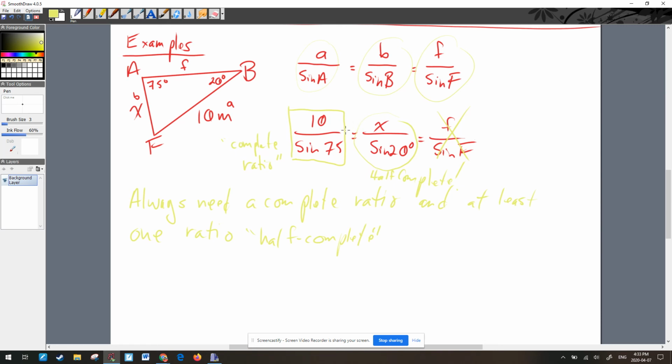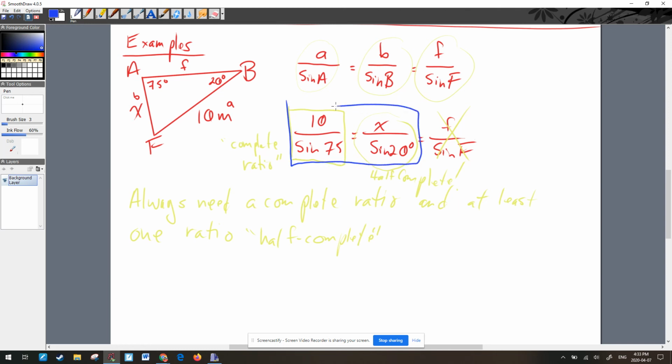So what we're going to do is we can choose any two ratios. Now it's nice because these two are side by side, but if this ratio had been f and sine 20, it's okay. We can choose any two ratios. This equals and this equals means that this one and this one still have to be equal as well. So as long as we have a complete ratio and a half complete ratio, we can progress.